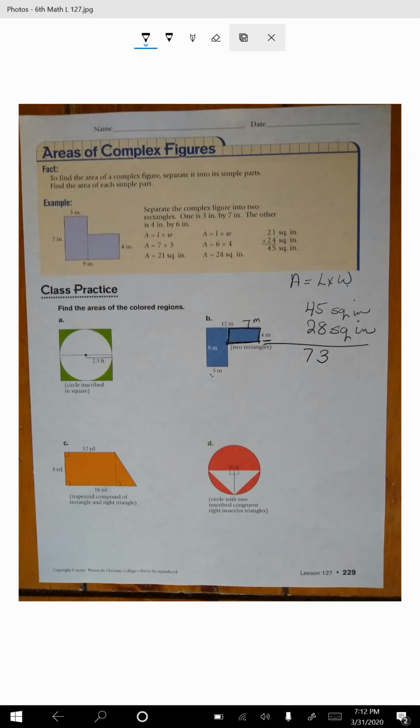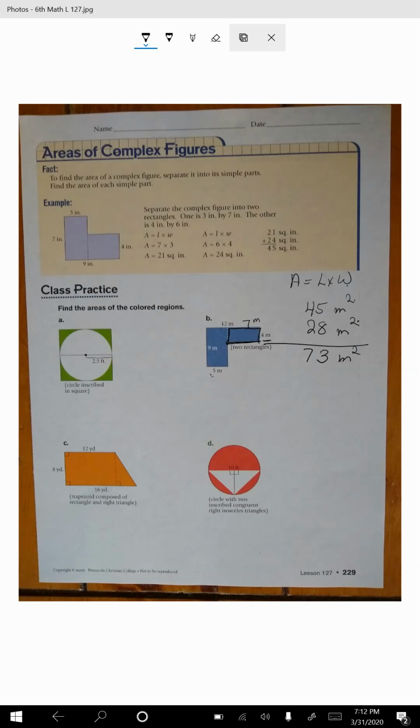Oh, why am I doing square inches? Are you guys all looking cross-eyed at me? Somehow I converted to square inches. Okay, meters squared. All right, that makes sense?